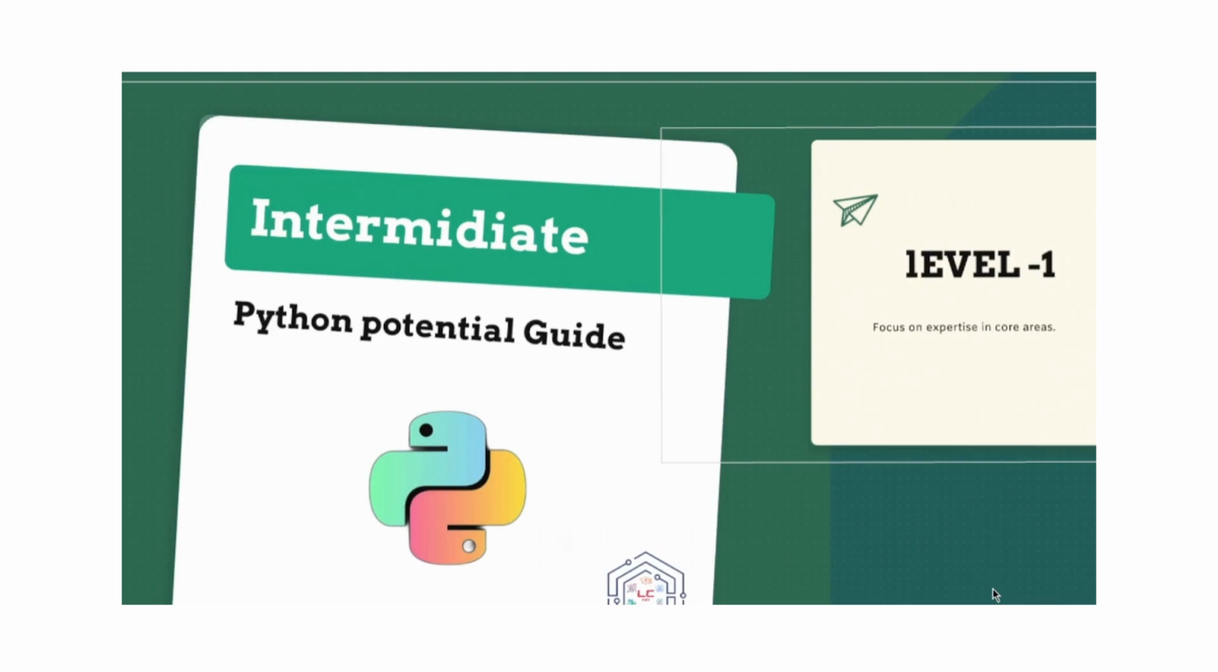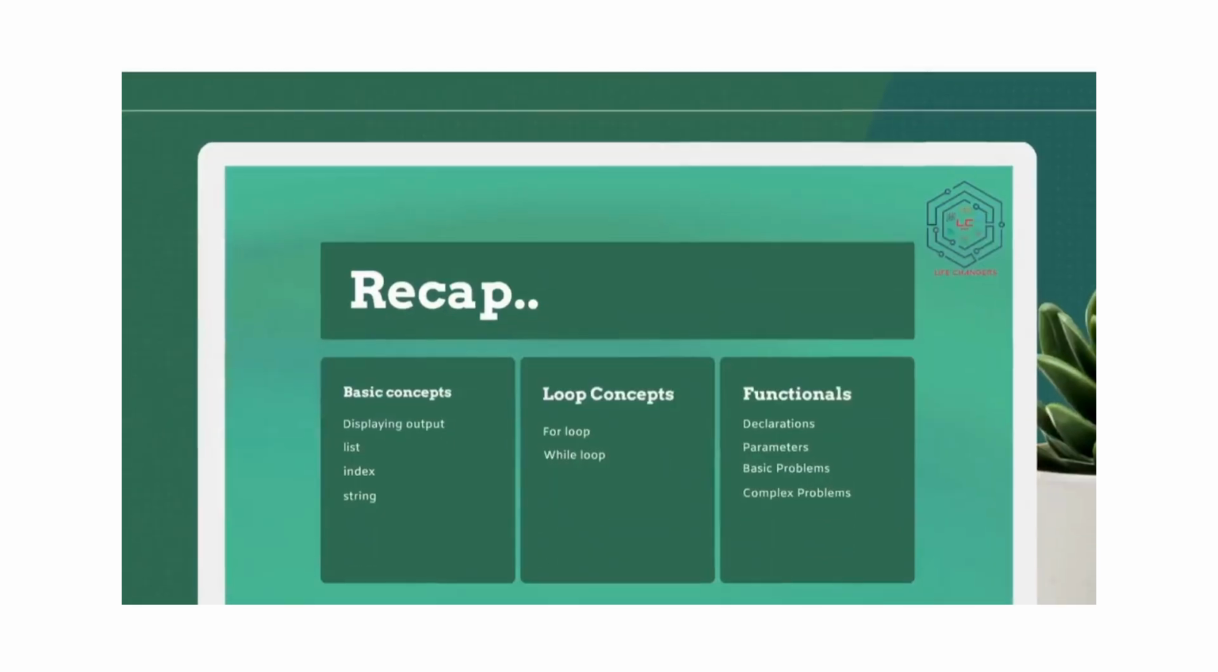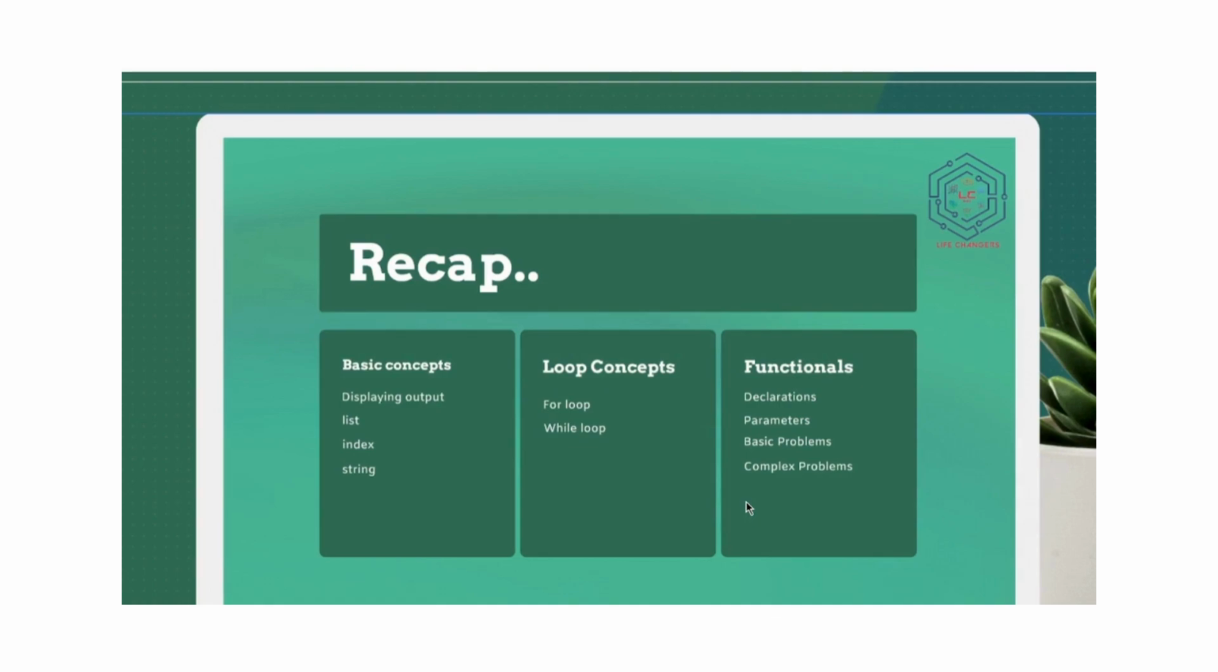But before going with the intermediate, let's recap the beginner concepts. In that slide, we covered the basic concepts: how to display the output, how to use the list, index, string, then the loop concepts, for loop and while loop, and also dived into functions like declarations and parameters. You all know the basic problems and the complex problem, and you all know how to generate your own passwords, right?